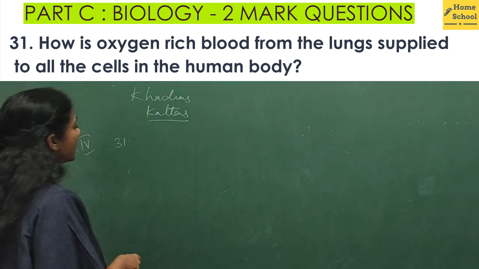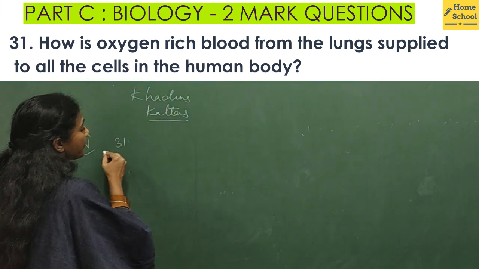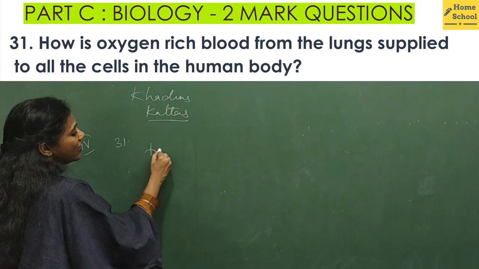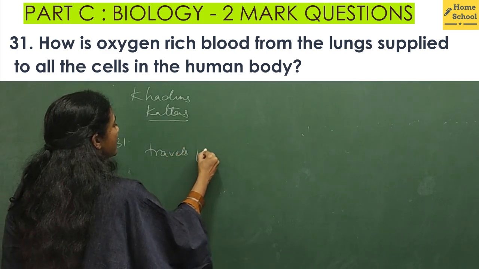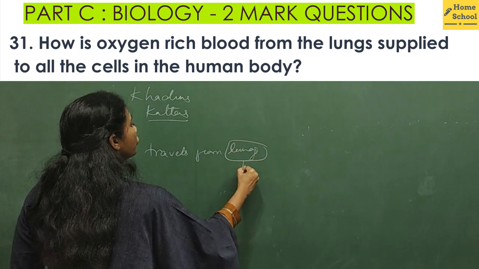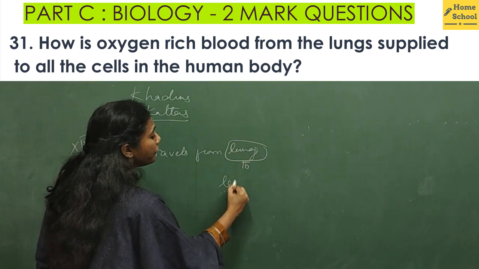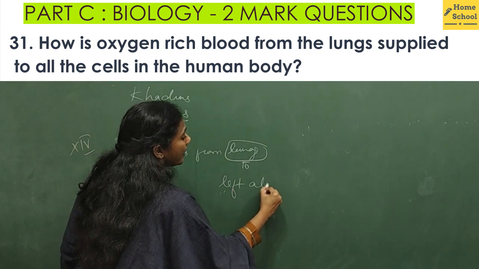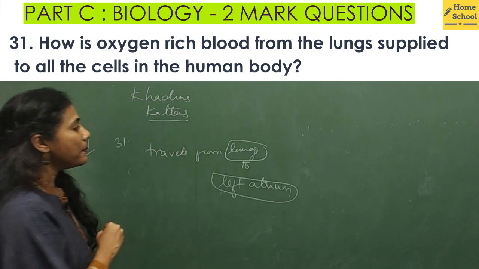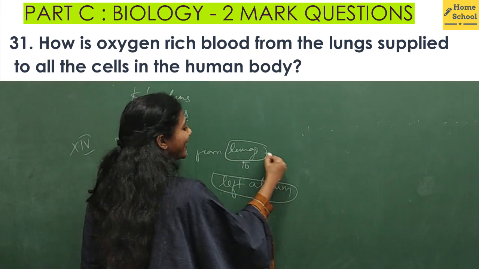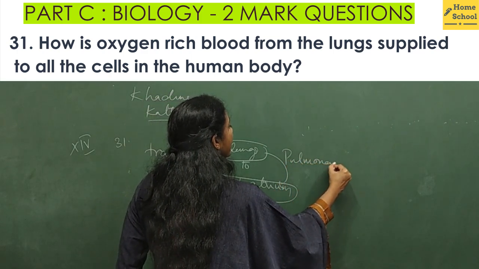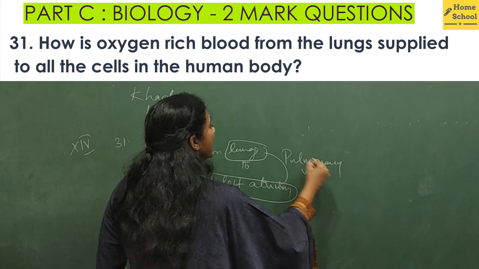So how is oxygenated blood supplied, they are asking. See here, what actually happens is your oxygenated blood travels from the lungs to the left atrium, isn't it? So how does the oxygenated blood move from the lungs to the left atrium? It is by the pulmonary vein. You shouldn't forget this word, very important, pulmonary vein.